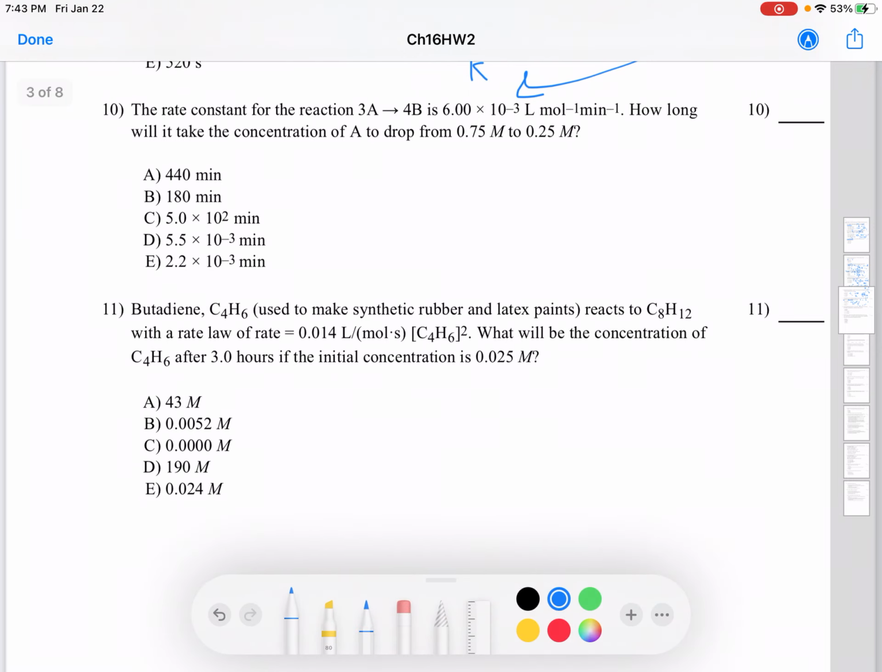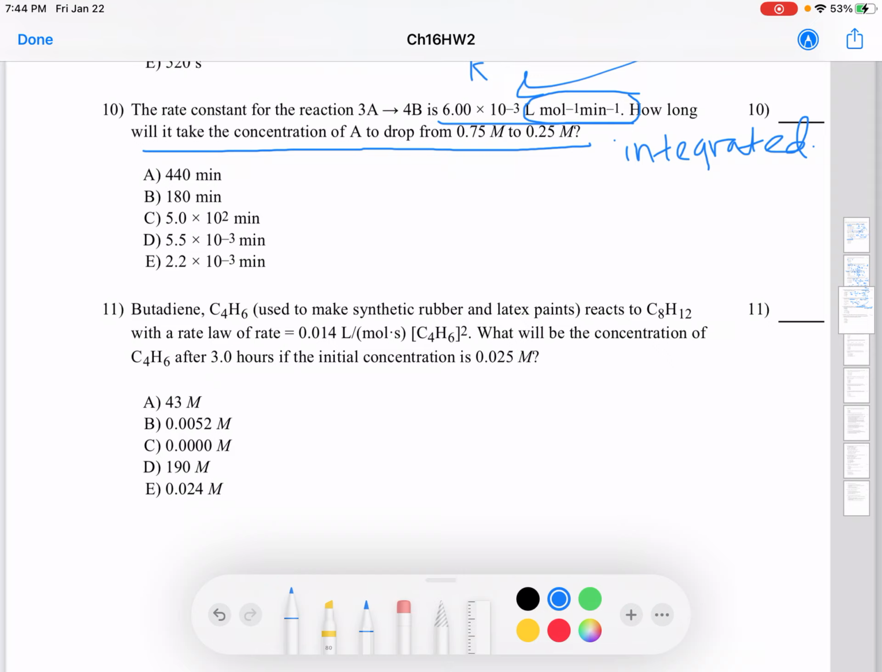Number 10, the rate constant for the reaction given with the rate data is 6 times 10 to the negative 3 liters per mole per minute. How long will it take the concentration of A to drop from 0.75 to 0.25? So it is asking about two different concentrations. If it involves two different concentrations, obviously we need to use the integrated rate law. We involve two different concentrations and the time, and from the units we can see whether it is going to be a first order, second order or third order.